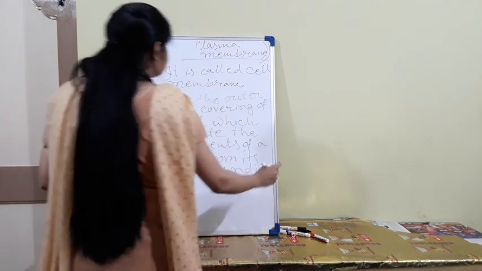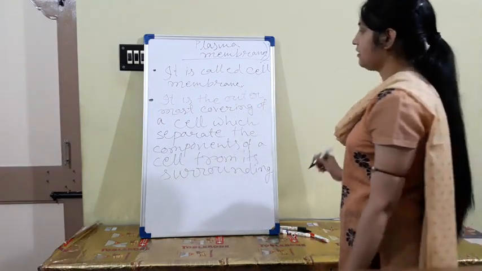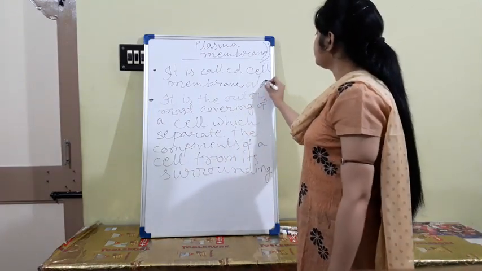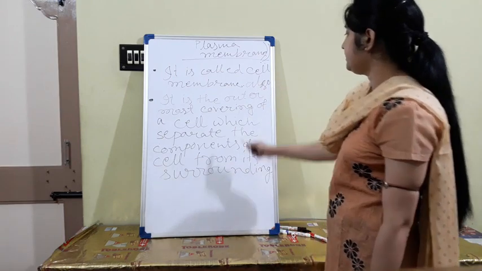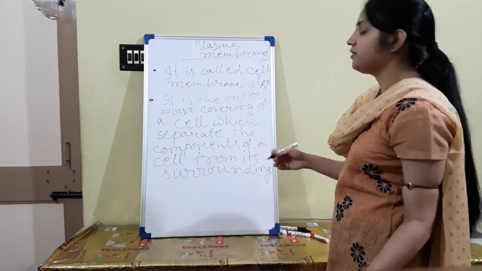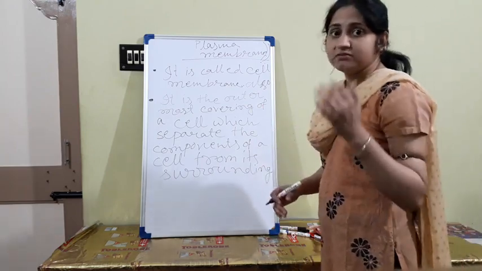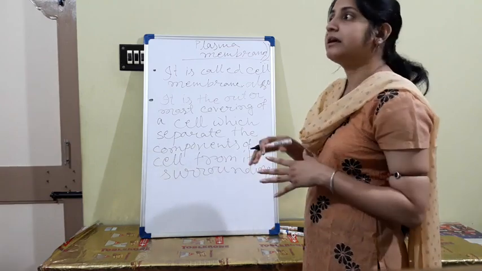Okay, this is the definition of a plasma membrane. It is called the cell membrane. It is the outermost covering of a cell, which separates and protects the other components, because the other components, cytoplasm and different types of cellular organelles, are all inside the cell.